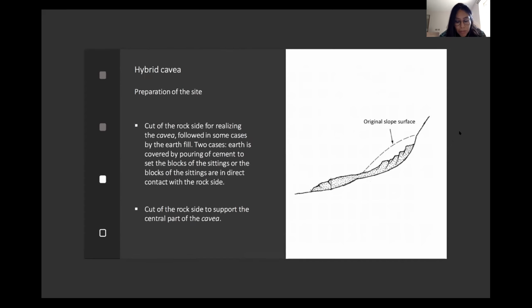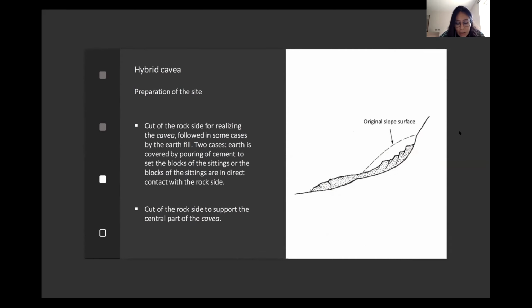Because of the inadequate information on theaters belonging to the category of cavea built against a slope, there is no data on the building techniques used. In the theaters with hybrid cavea, under the section preparation of the site, the intervention always applied is the cut of the slope side for realizing the cavea, followed in some cases by earth fill. In some cases, cuts shape the slope side for hosting the lower part of the cavea, whose earth is covered sometimes by pouring mortar to set the blocks of the seatings, as in Atri and Cividate Camuno.